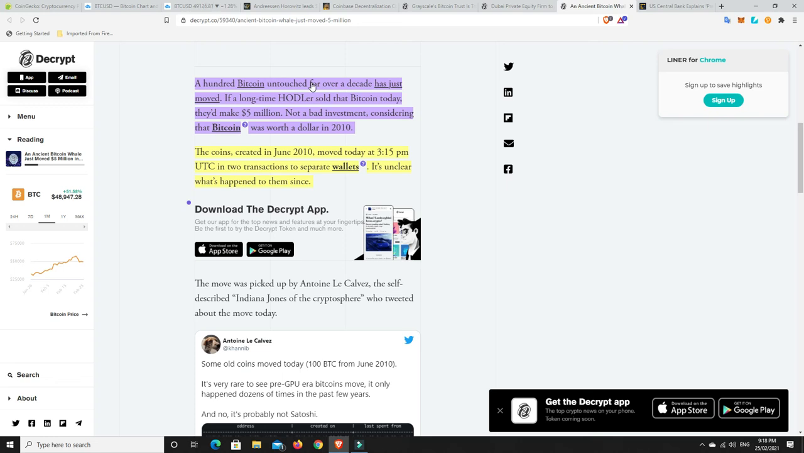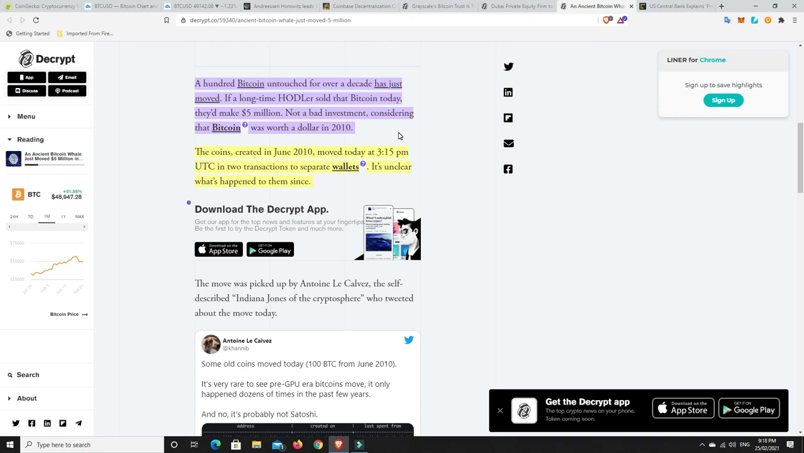Decade, haven't touched it. Well done. So it hasn't moved for over a decade, has just moved. If a longtime HODLer sold that Bitcoin today, they'd make $5 million. Not a bad investment, considering that Bitcoin was worth a dollar in 2010. It's up 50,000x. That's pretty good, not too bad.